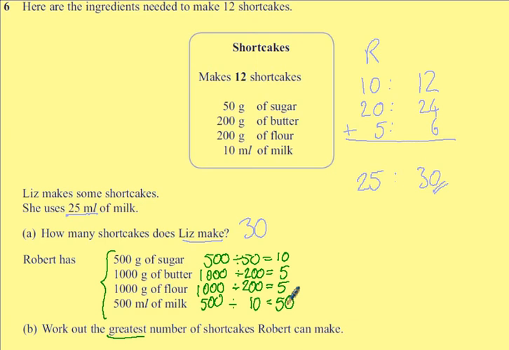Now, I need an equal number of ingredients for each batch of cakes. Okay, so I've only got enough butter to make 5 lots of shortcakes. I've only got enough flour to make 5 lots of shortcakes. So I can't possibly make more than 5 lots of shortcakes. No matter how big these numbers are, I just don't have the butter or flour that I need. So I can make 5 lots of 12 shortcakes. 5 lots of 12 is 60, so my final answer here is 60 shortcakes.